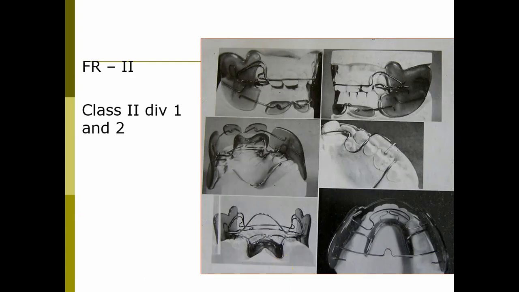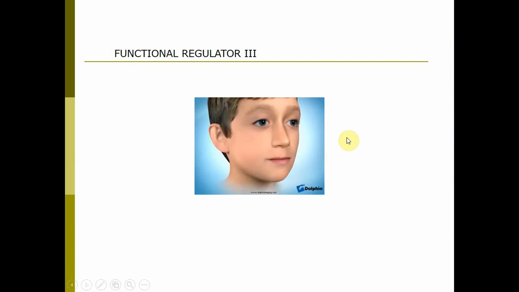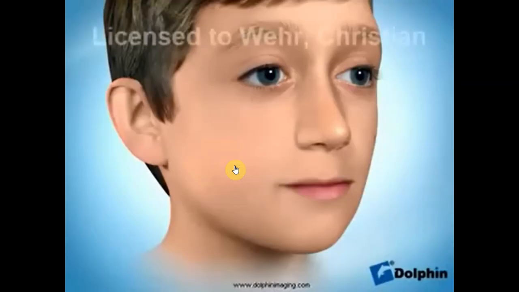Then you have FR2, which will be given for class 2 malocclusion, be it class 2 division 1 or division 2. Division 2 might need some modifications, such as proclining your upper incisors by a lingual spring there, if you don't want to do fixed mechanotherapy and put braces. Okay, now FR3 or functional regulator 3 will be given in class 3 skeletal bases.